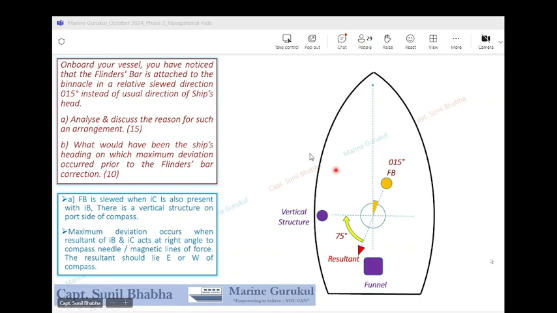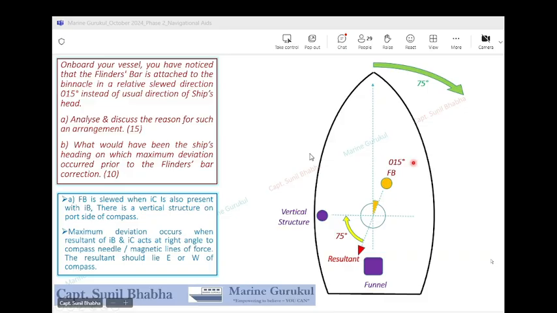So the resultant would come in the direction west of the compass if we swing by 75 degrees in the clockwise direction. That basically means that if the ship alters its course to starboard by 75 degrees, you can see this green arrow representing a 75 degree starboard alteration. That is the heading on which the resultant will be at right angles to the compass needle, right angles to the magnetic lines of force, and it will generate maximum deviation. And this heading will be 075 degrees. So this is one option.